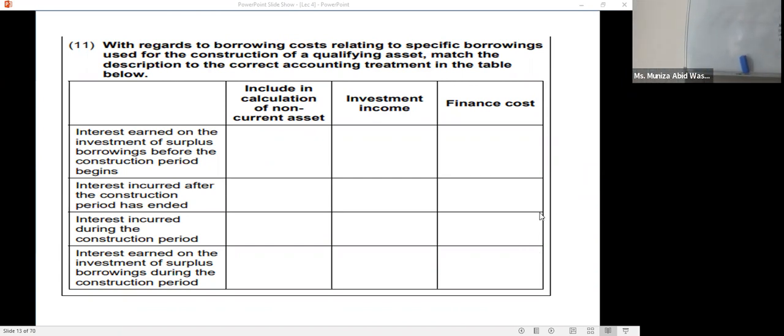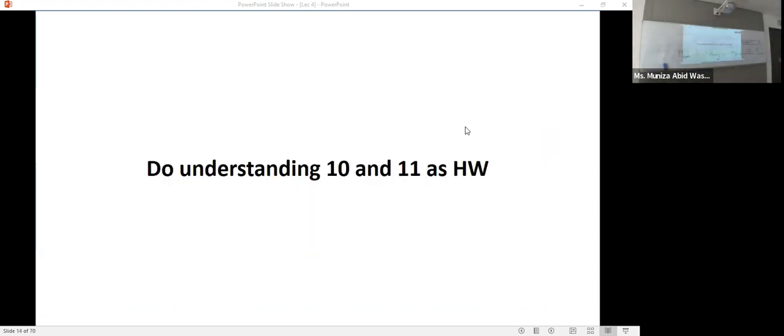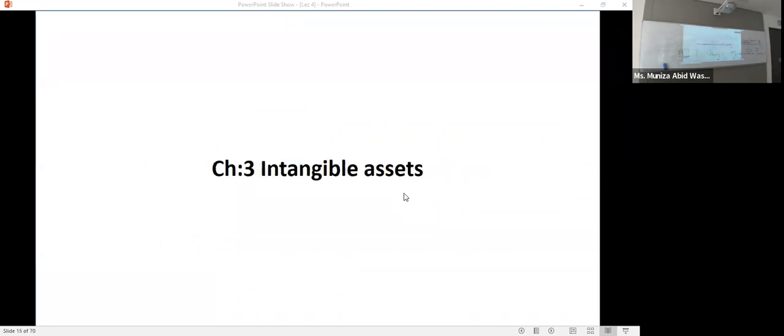Now, students, we can have a break of 30 minutes and then we are going to resume class. You have to do the understanding number 10 and 11 as your homework also. Do these understandings from your homeworks, and then we are going to start our next chapter after the break. So around 20 to 25 minutes, we are going to resume the class. Okay, online students?